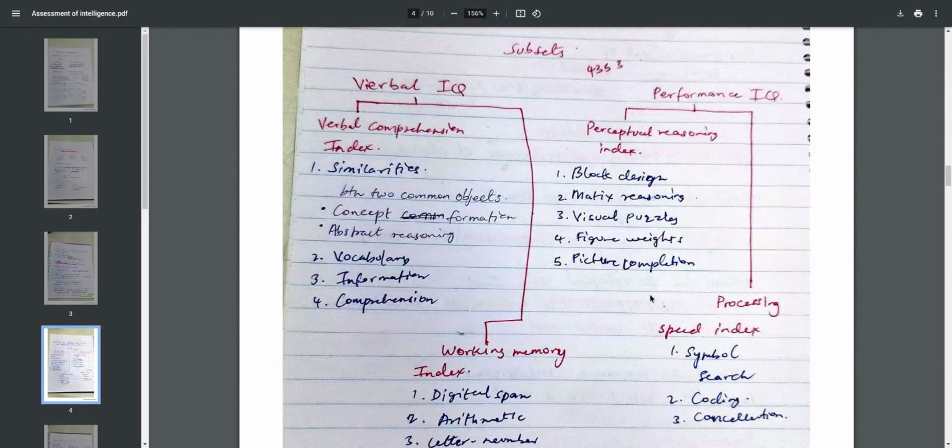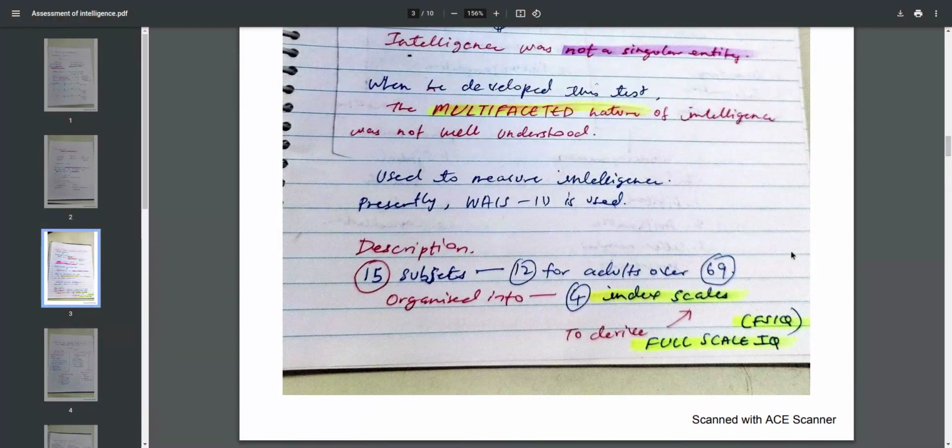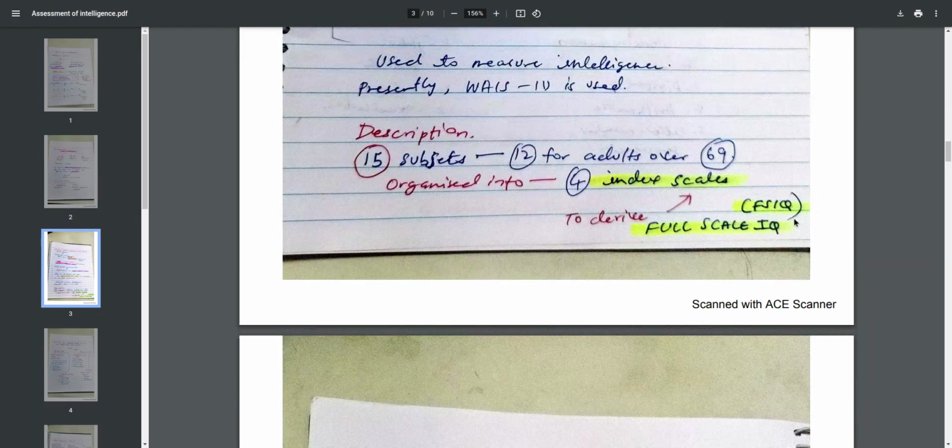These are subsets. They measure two types of IQ, verbal and performance. We will look at that later. There are 4 index scales: verbal comprehension, working memory, perceptual reasoning and processing speed. 4 domains. So when we calculate the scores of all, we get the final IQ, the full scale IQ.